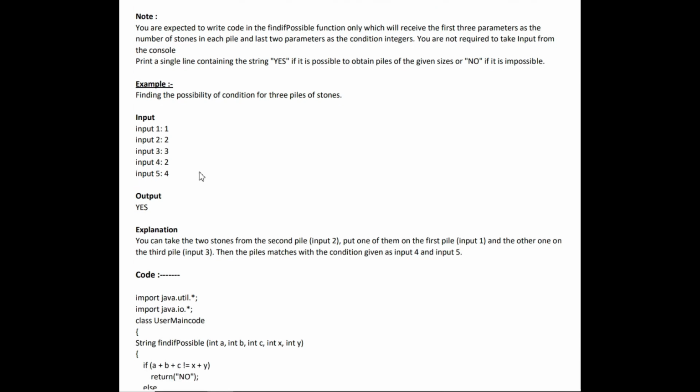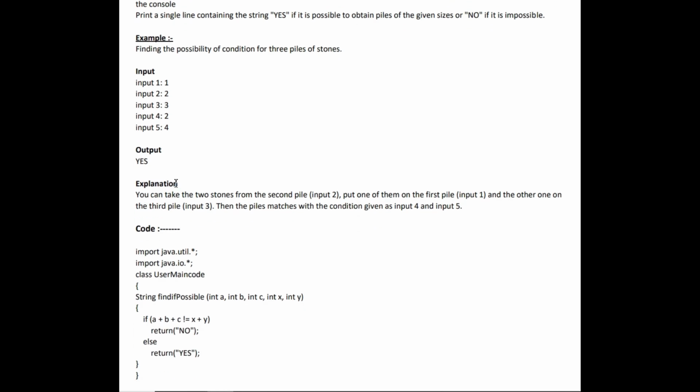So the output here is yes, because let's see the explanation. Input 2 has 2 stones, so you can take the 2 stones from the second pile, put one of them on the first pile and the other one on the third pile. So the first pile now has 2 stones and the third pile now has 4 stones. Then these piles match the condition given as input 4 and 5. The given sizes were 2 and 4, so it matches. So now let's see the code.